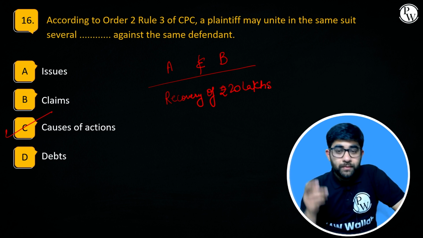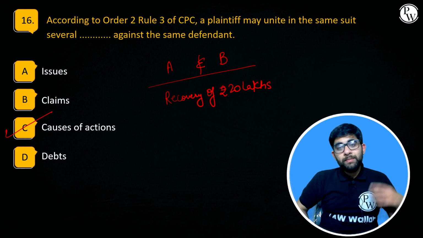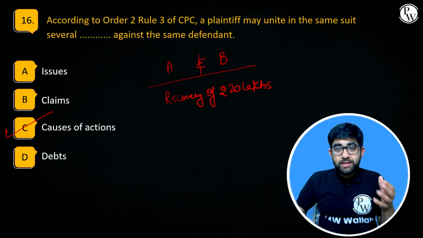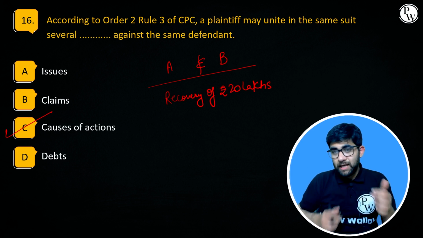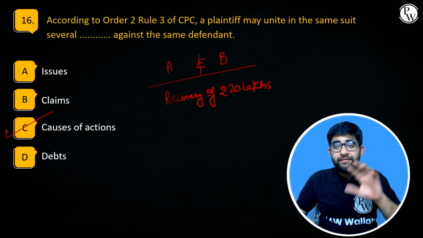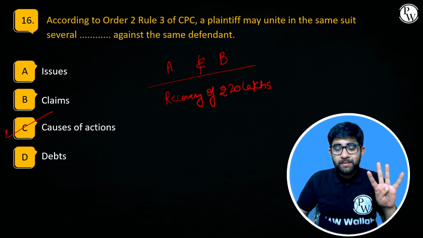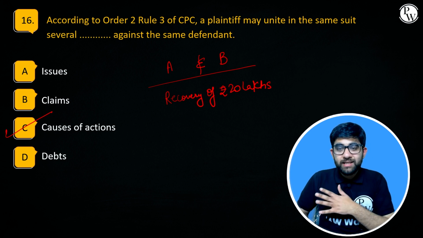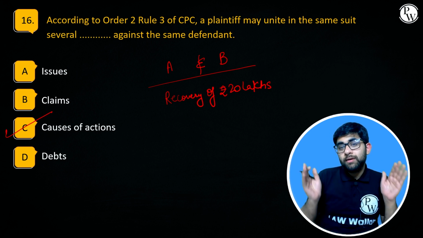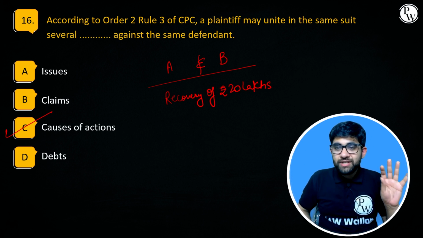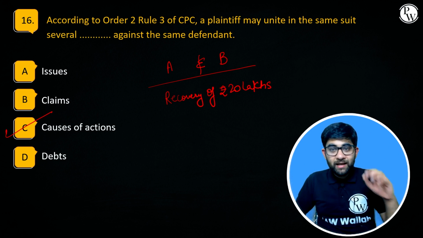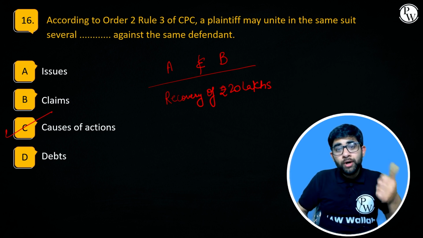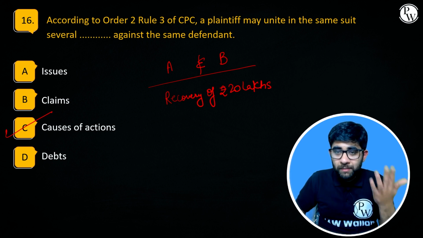20 lakhs. Now what I did was, I sold goods worth 20 lakhs on loan, and the recovery is 20 lakhs. So what has happened, I sent goods to him 4 times. A sent goods to B 4 times of 5 lakhs each. So he can join 4 cause of actions and claim rupees 20 lakh in lieu of that, right? So Order 2 Rule 3 gives that power to the plaintiff.